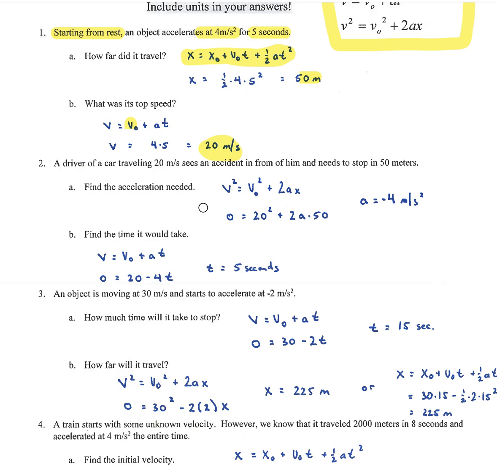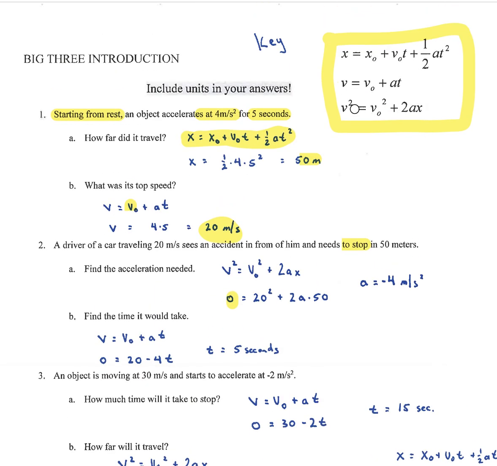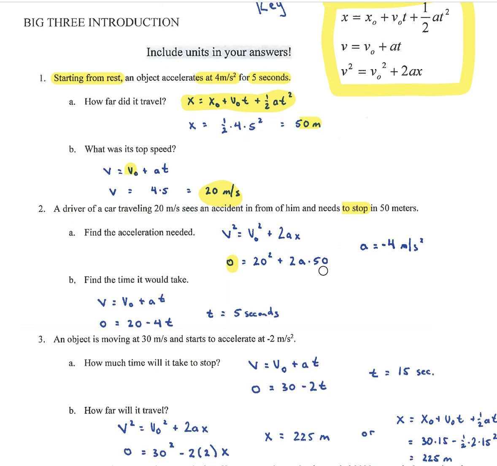All right, a driver's car is traveling 20 meters per second. He sees an accident and he needs to stop. Okay, and reminder, we're stopping, so our final velocity is 0. I have an initial velocity of 20 and I have a distance. Ding, ding, ding. This is reminding us, oh, this is probably a really nice one to use the no time equation. We don't care about time.